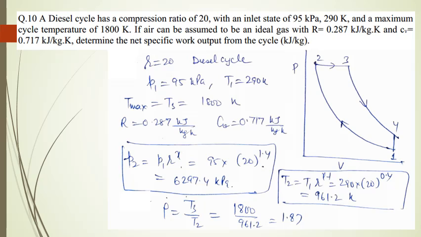The values of R and Cv have been given. Now P2 equals P1 into R raised to power gamma. So this gives us the value of P2 as 6297.4 kilopascal. And T2, which is equal to T1 into R raised to power gamma minus 1, comes out to be 961.2 Kelvin. Rho, which is equal to T3 upon T2, comes out to be 1.87.